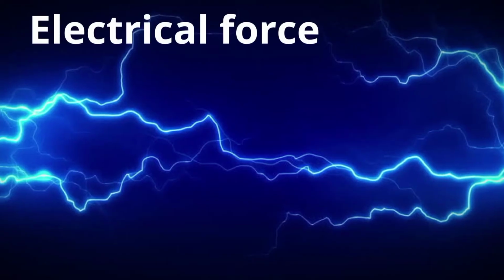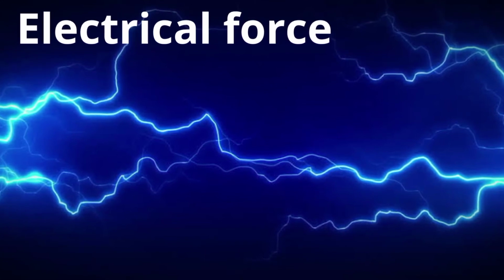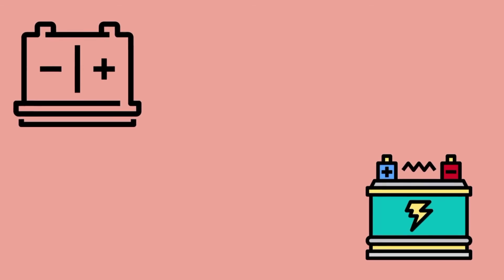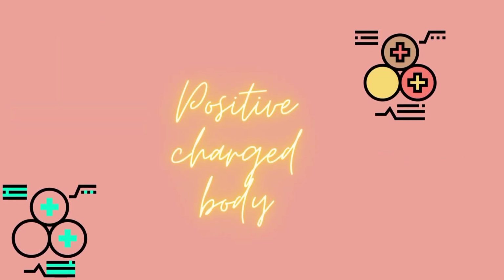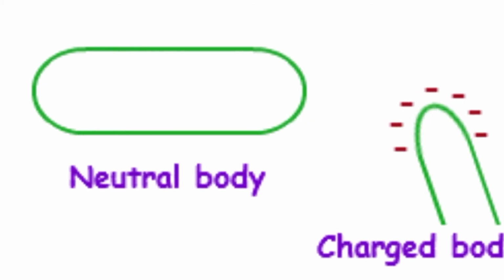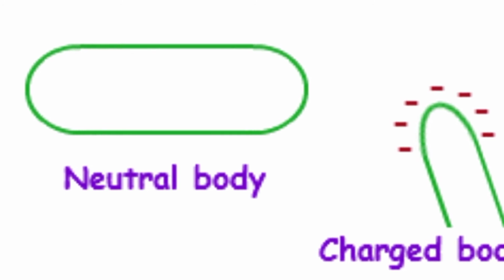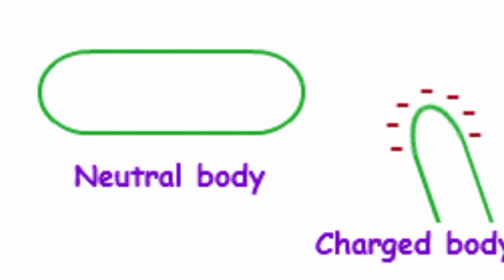That brings us to electrical force. This is a force experienced within an area of an electric charge. There are two types of charges, namely the positive charge and the negative charge. A body is said to be positively charged when it has excess positive charge, while a body is said to be negatively charged when it has excess negative charges. Then a body is said to be neutral when there is no charge at all.